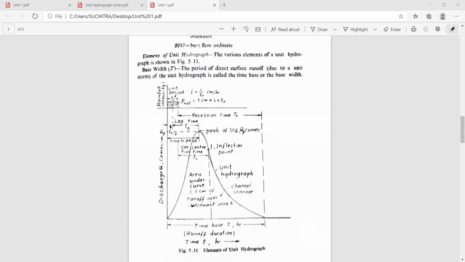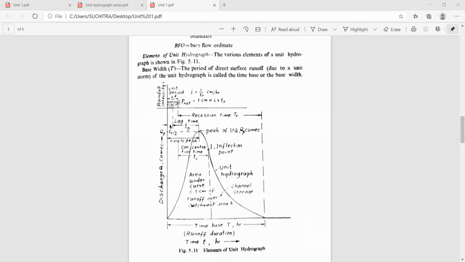So this is the unit time period, and this is the P net of the unit hydrograph, and this is the CG of the P net of the unit hydrograph. And from the CG of the P net of the unit hydrograph to the peak of the unit hydrograph is called the lag time, or the basin lag time. And from the beginning of the storm to the peak of the storm, this is called the time to peak.